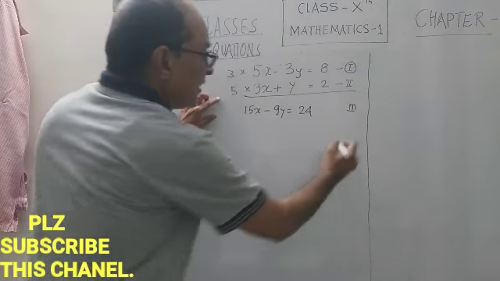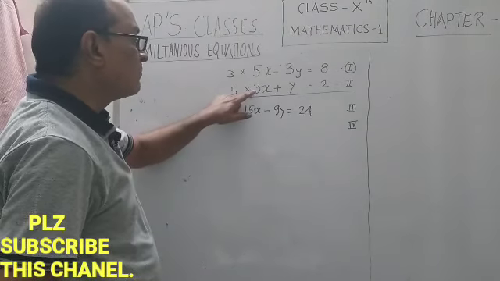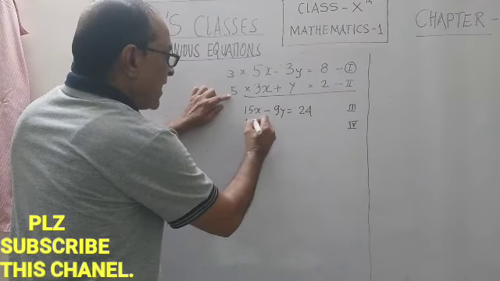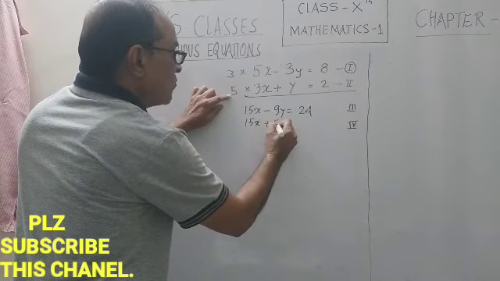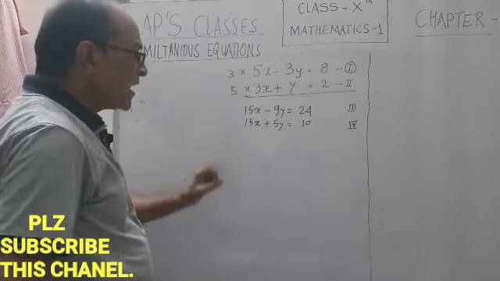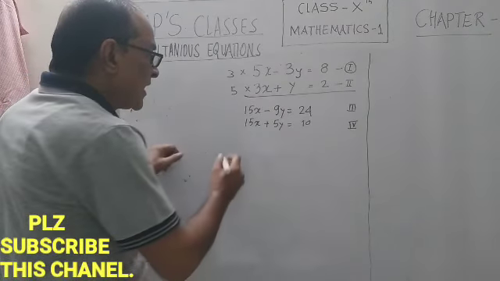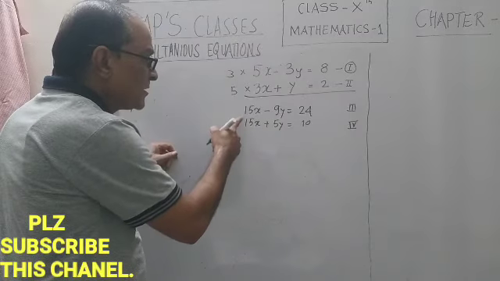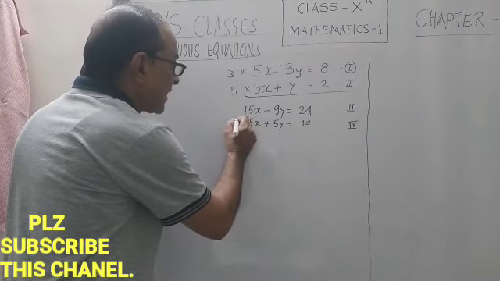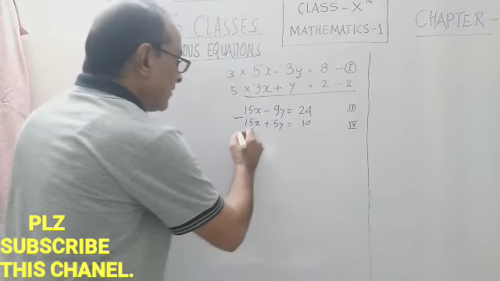Now, the fourth equation we will try to establish. The second equation multiplied by 5: 5 into 3, 15x plus 5y is equal to 10. Now both these equations, third and fourth, we can compare. 15x, 15x. This is the action we need to do. It is to be subtracted. The fourth equation may be subtracted from the third equation.